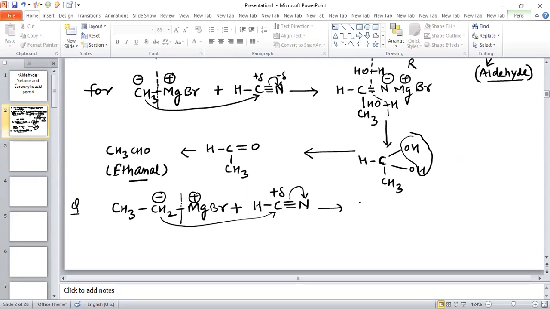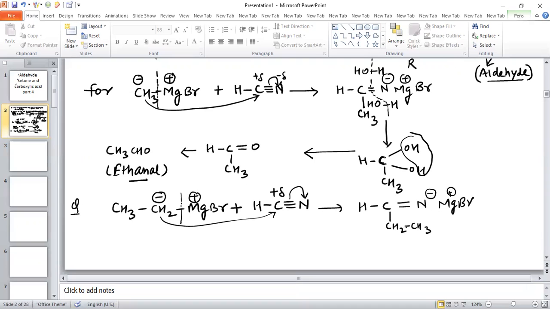So what happens in this case? You can see this HC, and on this carbon there is CH2 and CH3. This group attaches on this carbon, and this triple bond will convert into double bond, and you can see there is negative charge on nitrogen, so this positive charge magnesium will attach on this, so MgBr attaches on this.